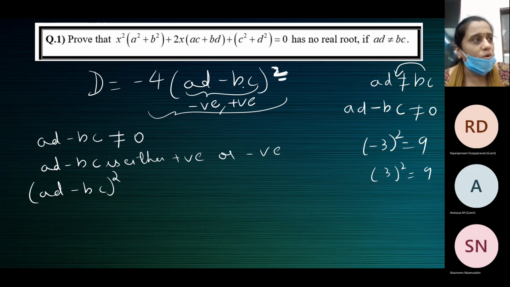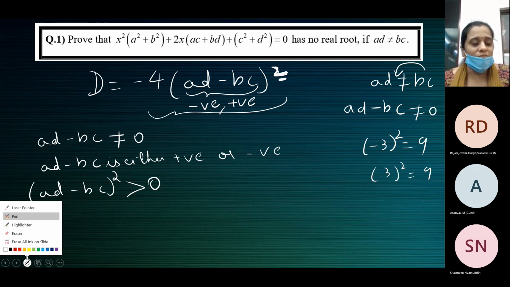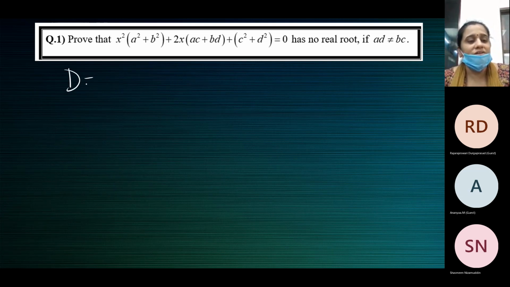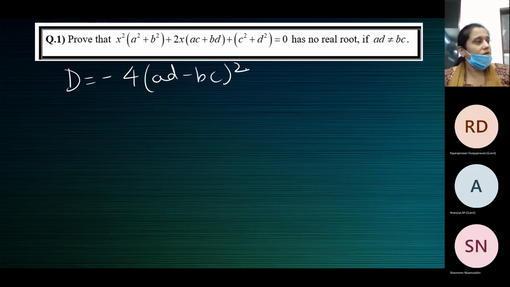AD minus BC the whole square will always be positive. That means it will always be greater than 0. No, we are not following. One minute. See, the discriminant is minus 4 into AD minus BC the whole square.